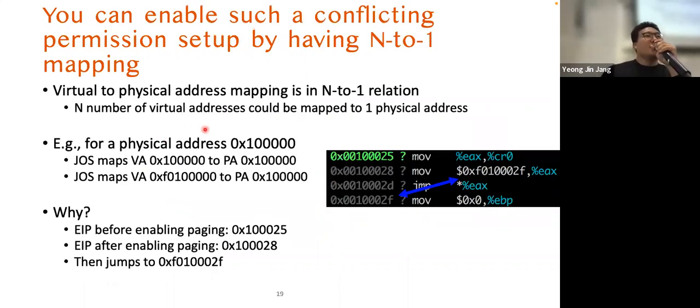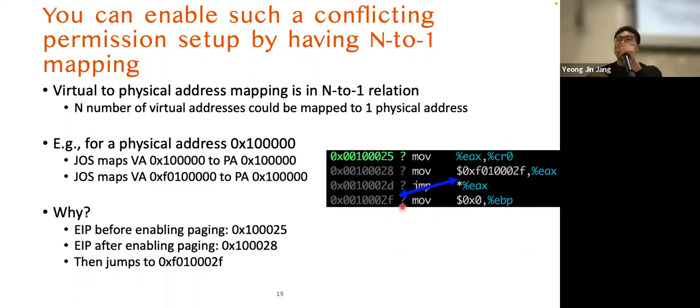And then that kind of example also happens in JOS, because after enabling virtual memory, so for example, moving EAX to CR0, the line right before this one is enabling the paging. And then this line actually enables paging. And then after enabling paging, it jumps to the F010002F. The reason is, the next instruction wants to execute this address 1000 2F.